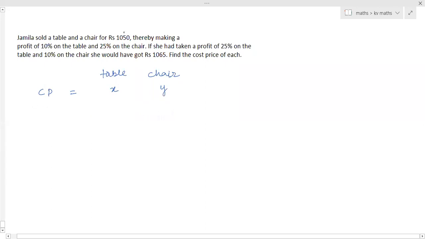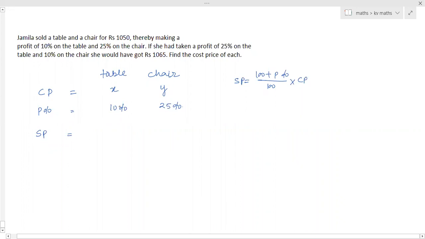Now total SP is 1050. But what is the profit percent? On table it is 10% and on chair it is 25%. Okay. So what is the selling price? If you know the cost price and if you know the profit percent, what is the selling price formula? Selling price is equal to 100 plus profit percent by 100 into CP. Remember? Do you remember this?